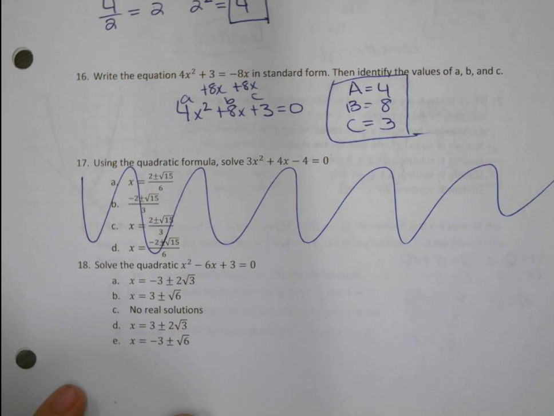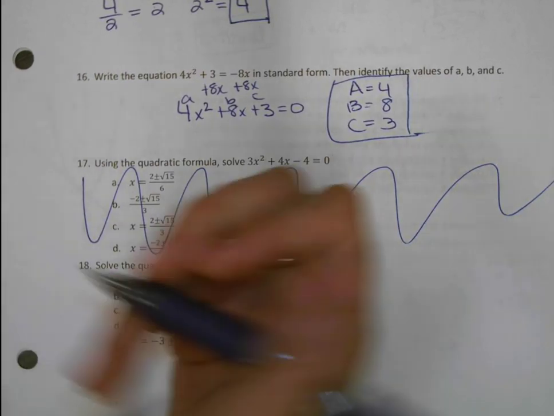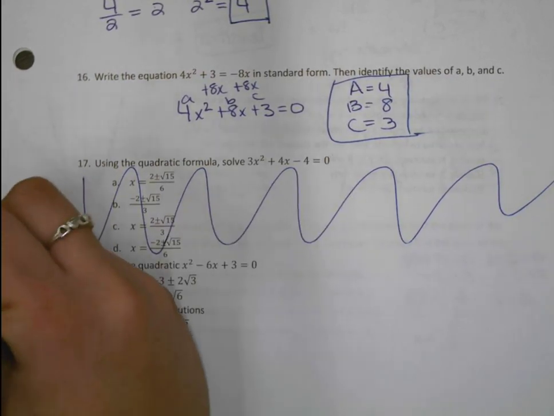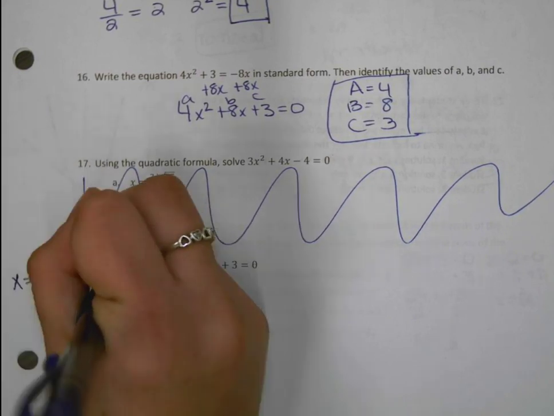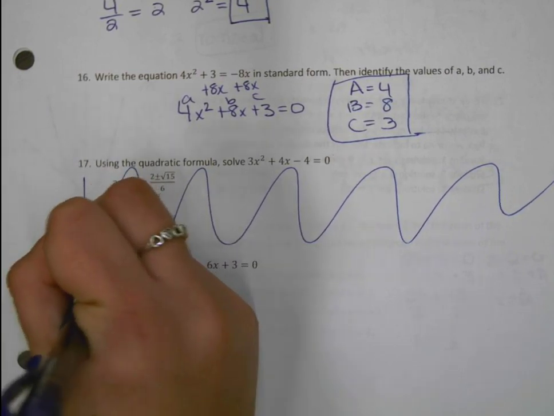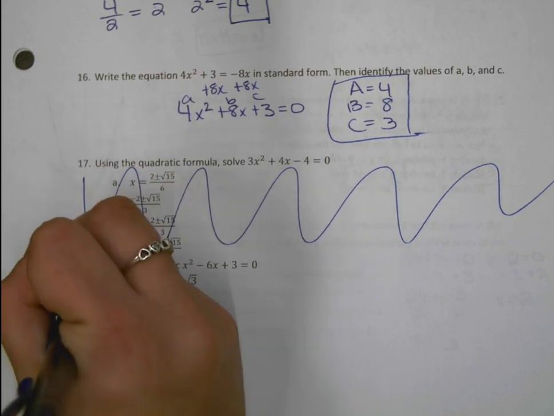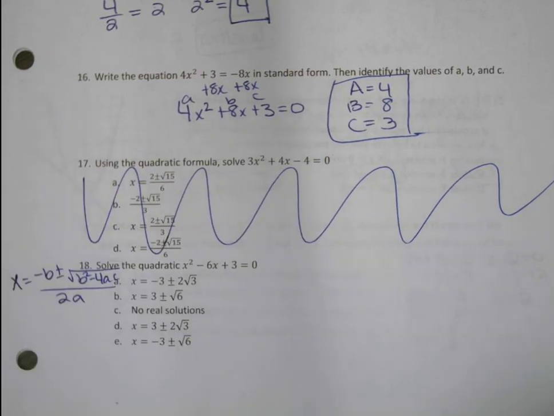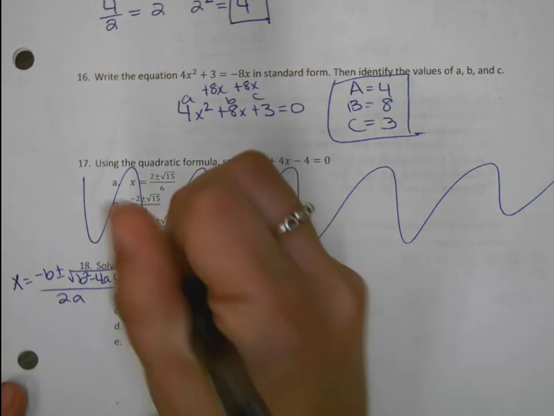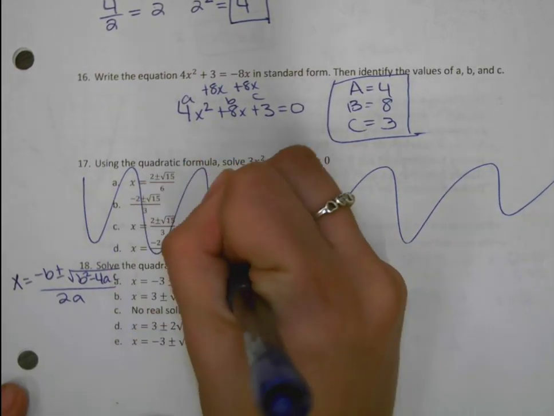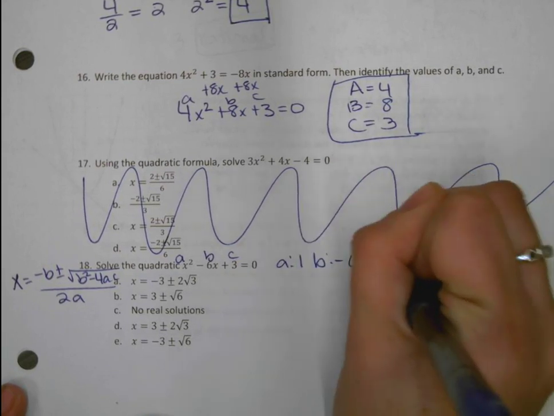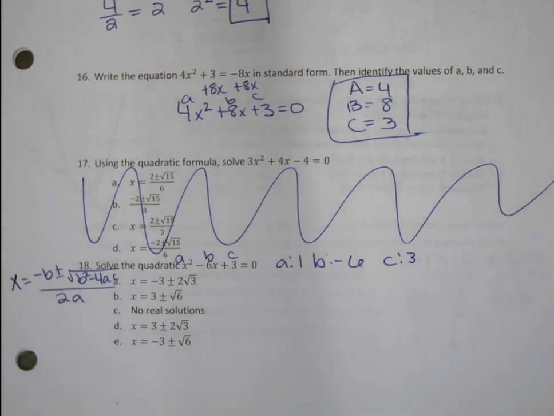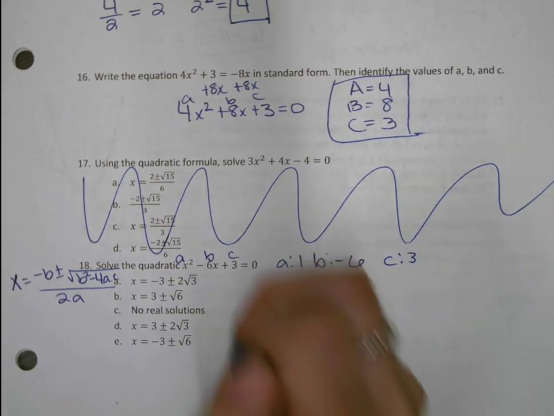18 is wanting me to solve the quadratic. What I'm going to do here is use the quadratic formula. So that's x equals negative b plus or minus the square root of b squared minus 4ac, all of this over 2a. So if I go back to my equation, I have a, b, c. My a is 1, my b is negative 6, and my c is 3. I'm going to take those three values and plug them into the equation I just wrote on the left.